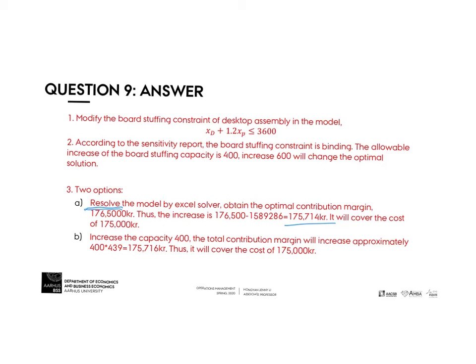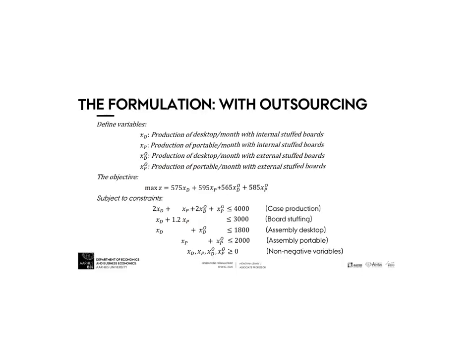So if you do not want to resolve the model, you can try to take 400 as an option and do a calculation. So actually you can also increase the objective function to cover the costs. The rest of the questions will be based on the formulation with outsourcing. So we just review this formulation. This is the formulation including the outsourcing decision variables.